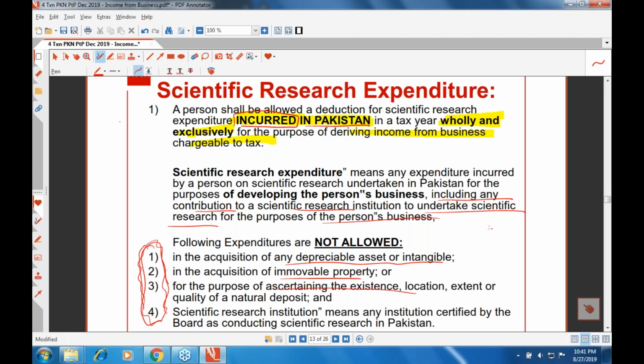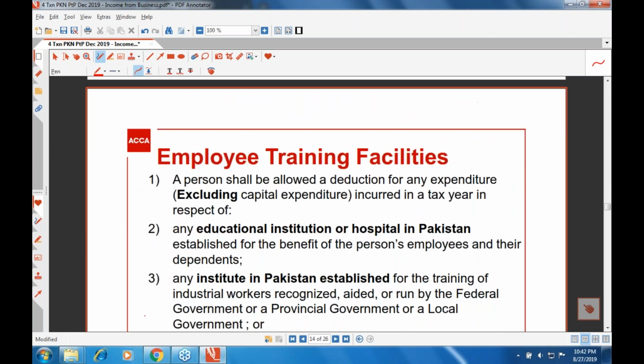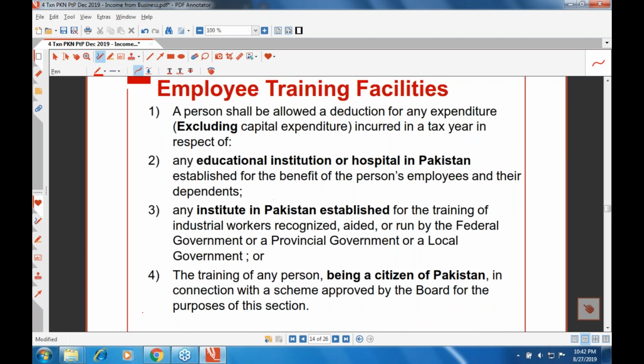So any scientific research expenditure incurred in relation to the business, provided it is incurred in Pakistan, you can claim that as an expense. Now what next is there? The second aspect. Employee training facility. Let's try to understand this thing.